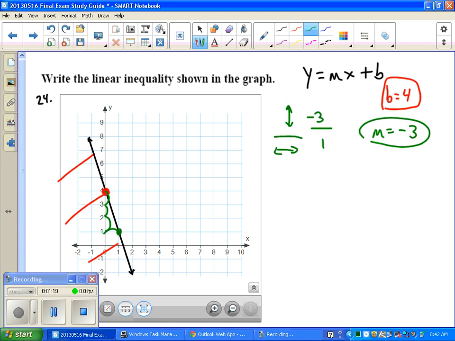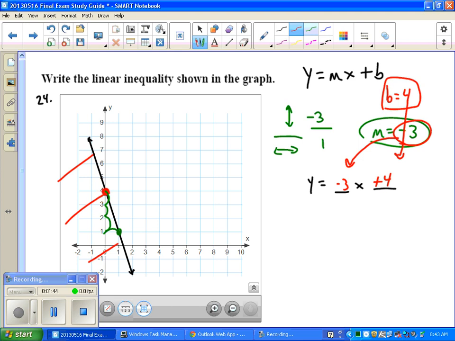So y equals mx plus b. You want to write it as y equals mx plus b. In place of m, you plug in -3. So -3x plus b. In place of b, you plug in 4, +4. So your equation, if you were just writing an equation, would be y equals -3x plus 4.